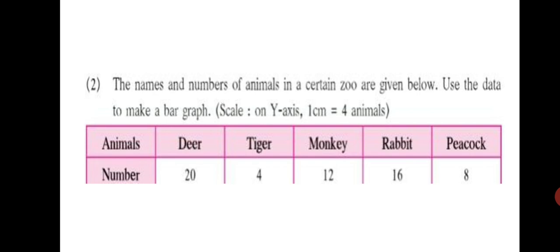In the previous scale we wrote 10, 20, 30. Now we are starting with 4. So the table of 4 you will write. So what is given in the table? Animals. Names are there and numbers of those animals are given. So let's see how we can draw a bar graph for this.